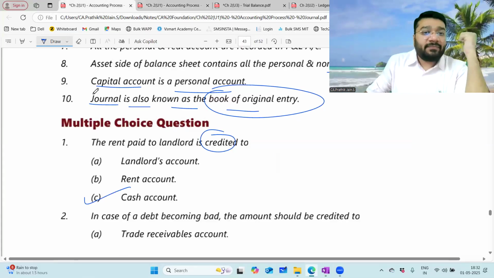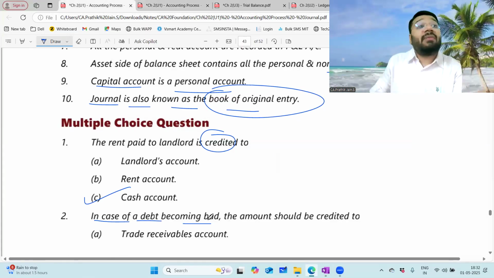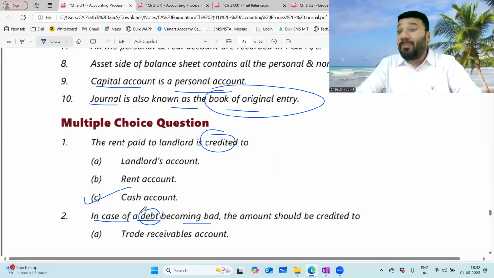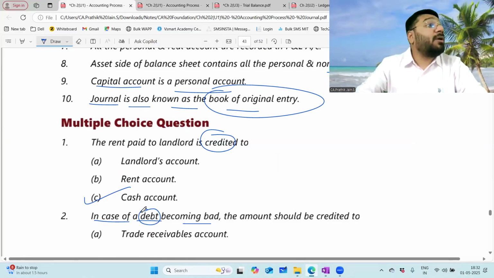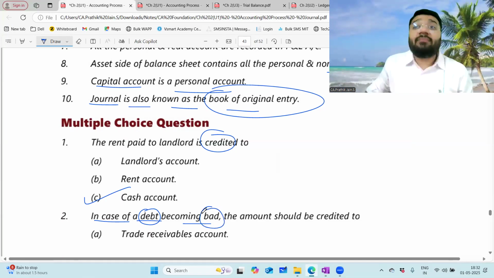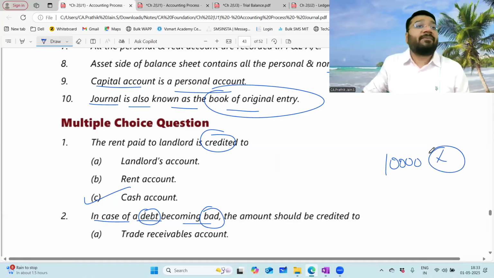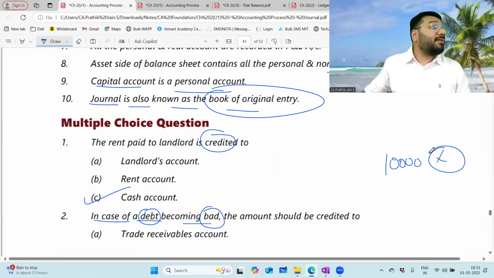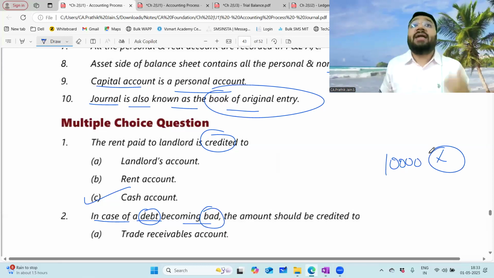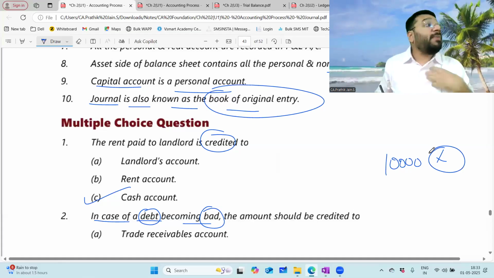1C. In case of a debt becoming bad. Which debt am I talking about? Am I talking about borrowing? No, we are talking about debtor. The money that I am supposed to receive from the debtor that became bad, what does it mean? I sold goods worth 10,000 rupees to one customer called X on credit. So I did a credit sale, debtor to sale. This fellow said, get lost, I will not pay you the money. I also lost the hope of receiving money. So for me, it is a loss.